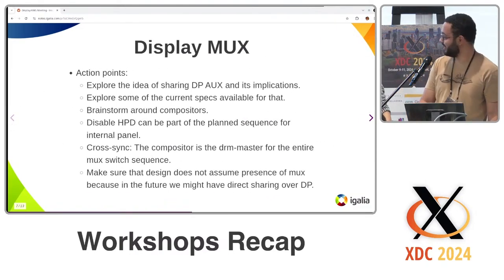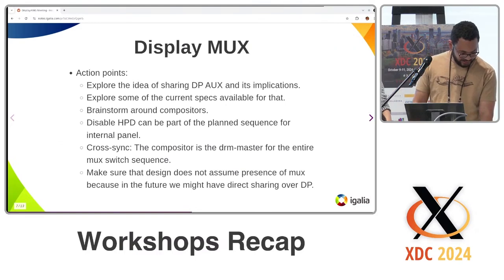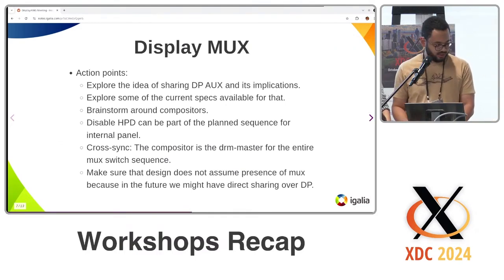All right, next we have display mux. We had a long discussion here about how we're going to approach this, and we came up with some conclusions and ideas. So first thing, we want to explore more the idea of sharing DP aux and its implications. We also have some issues on how we're going to handle backlight in this scenario, so we probably can explore some of the available specs somewhere.